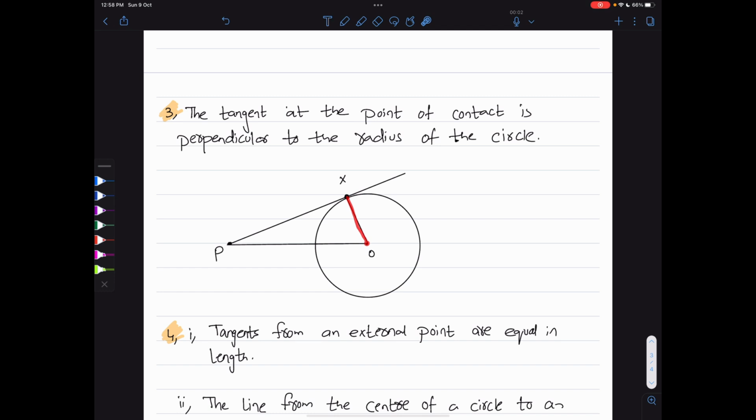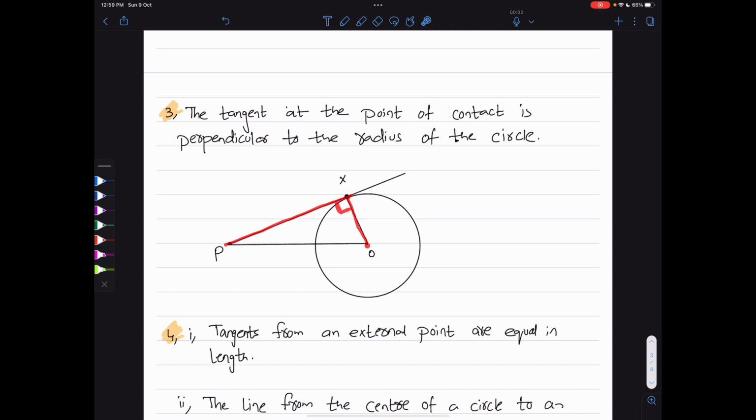OQ is your radius of the circle. PX is a tangent line. The property says that the tangent and the radius are going to be perpendicular, meaning this angle is going to be 90 degrees, hence making OXP a right angle triangle. So all the properties of a right angle triangle are going to be applicable.